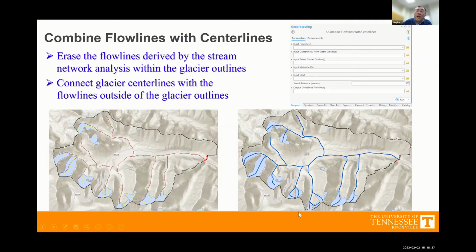In this figure, the left side is the original flow line. The yellow is the center line. You can see they are not aligned well. After this process, we remove the flow line within the glacier and replace it with the center line. So it looks much more reasonable, much better than that method.